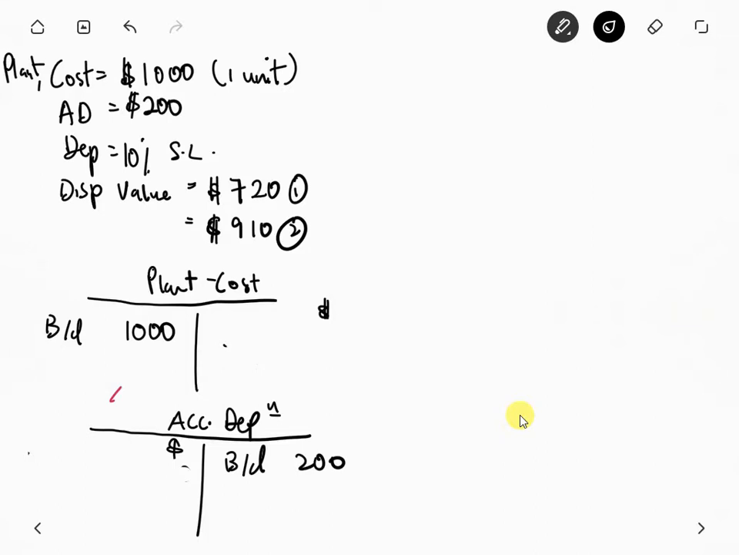So here I have only 1 unit. So 1,000 is my cost. Accumulated depreciation 200. So how many years have I depreciated? 10% per year, 100. 200 means 2 years. Is it okay? Now, what is my net book value? 800. I sell it for 720. Gain or loss? Loss. What if I sell it for 910? Gain. So we record the disposal account.